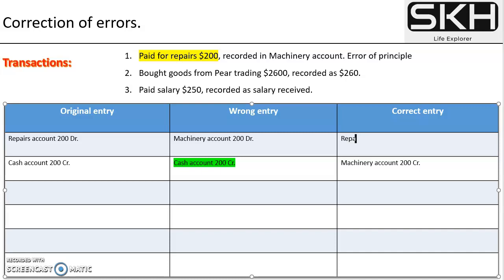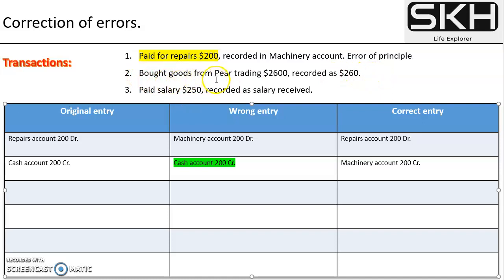So the repairs account will be debited by 200. So this is the correct entry. The account which was entered correctly, we don't need to touch, but only the mistakes that we have made, we need to fix those. So this is how we record our transactions for errors of principle. Now let's go to the second one.